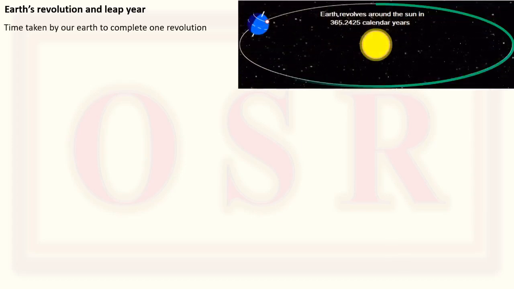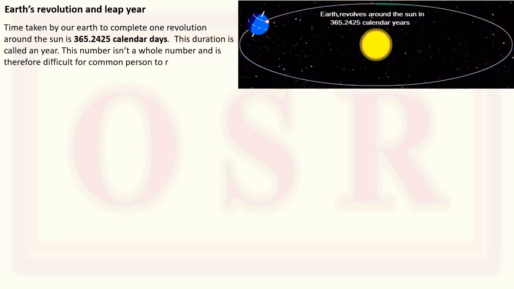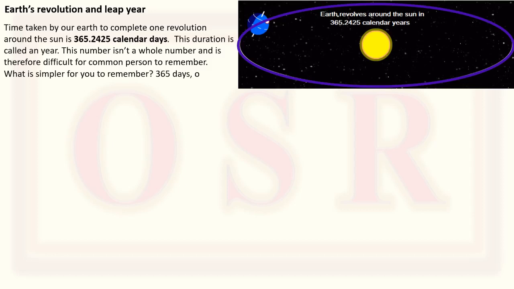Earth's revolution and leap year. Time taken by our Earth to complete one revolution around the Sun is 365.2425 calendar days. This duration is called a year. This number isn't a whole number and is therefore difficult for a common person to remember. Right? Now what is simpler for you to remember? 365 days or 365.2425 days?